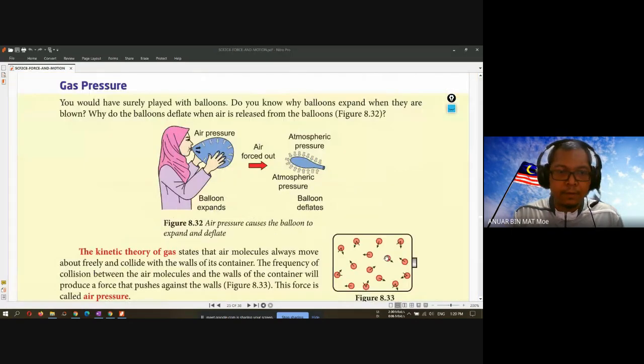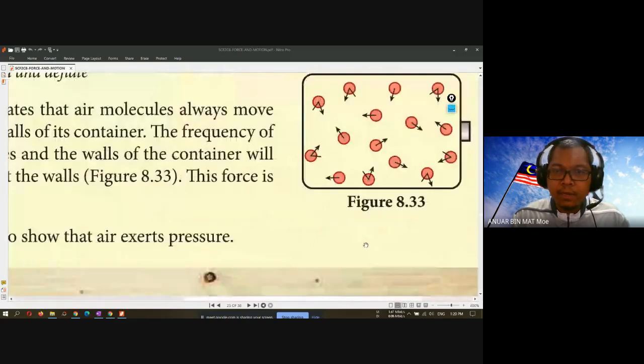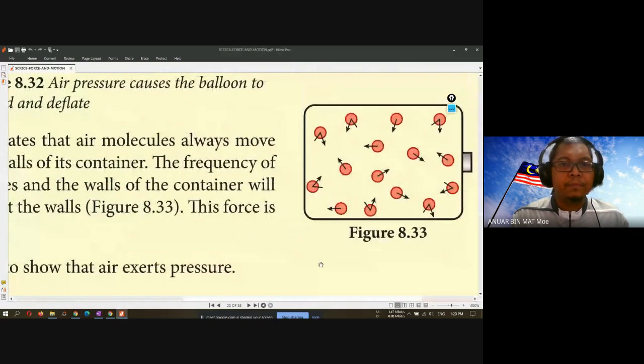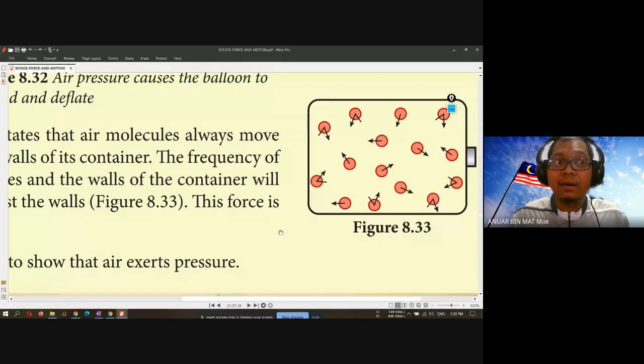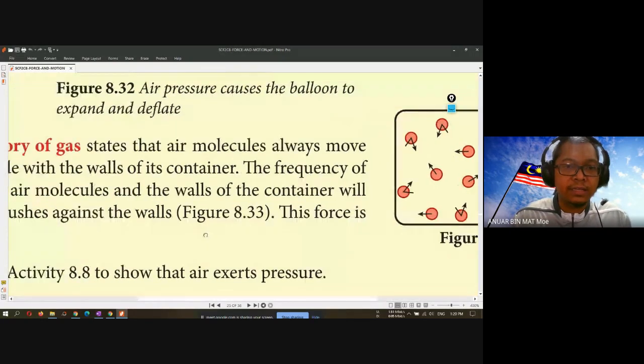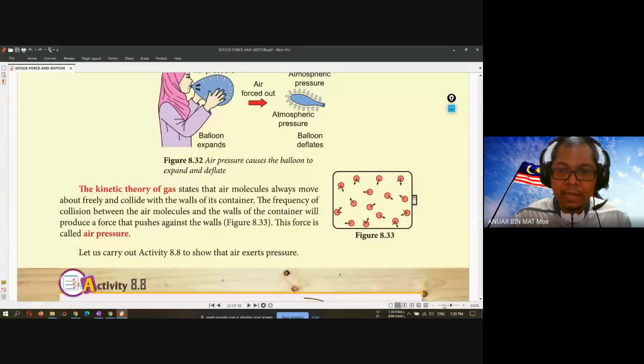Next one. Do you still remember the kinetic theory of gas? This is in form 1, because all matter is made up of particles. Which particle has the highest movement? Liquid, gas, or solid? Gas. This is the kinetic theory, the particle of gas here. Make sure you understand this.